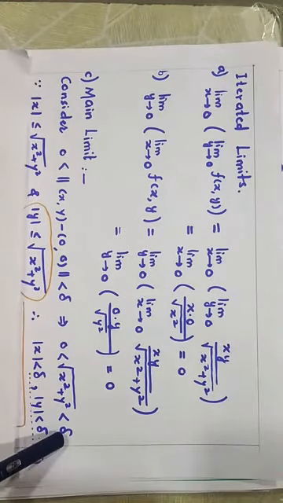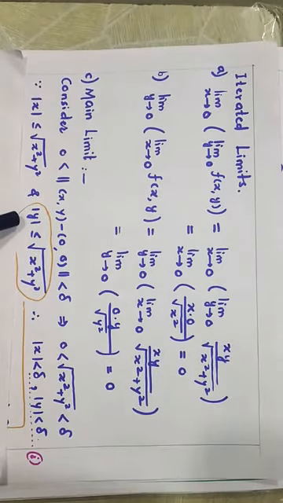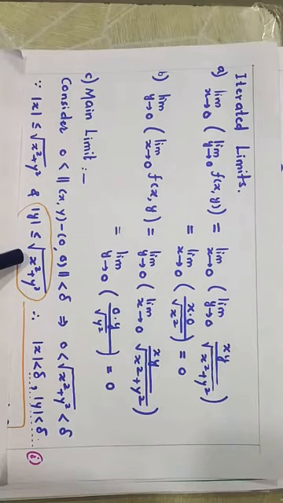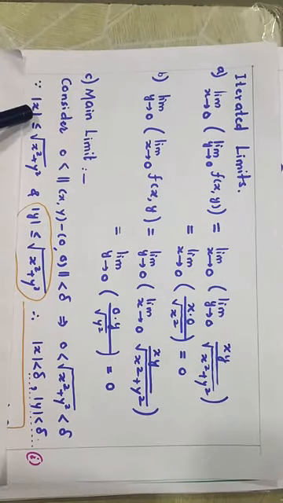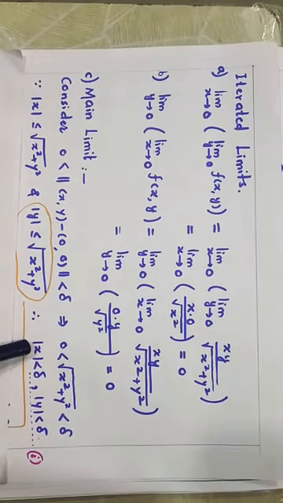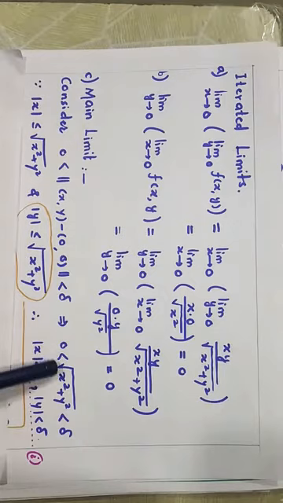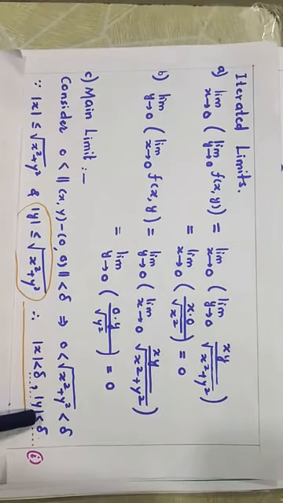Then, as I have explained to you, mod of x is less than or equal to this term, and mod of y is less than or equal to this term. So mod of x will be less than this term, which is less than delta. So mod of x is strictly less than delta. Similarly, mod of y is less than or equal to this, which is less than delta, so mod of y is less than delta.